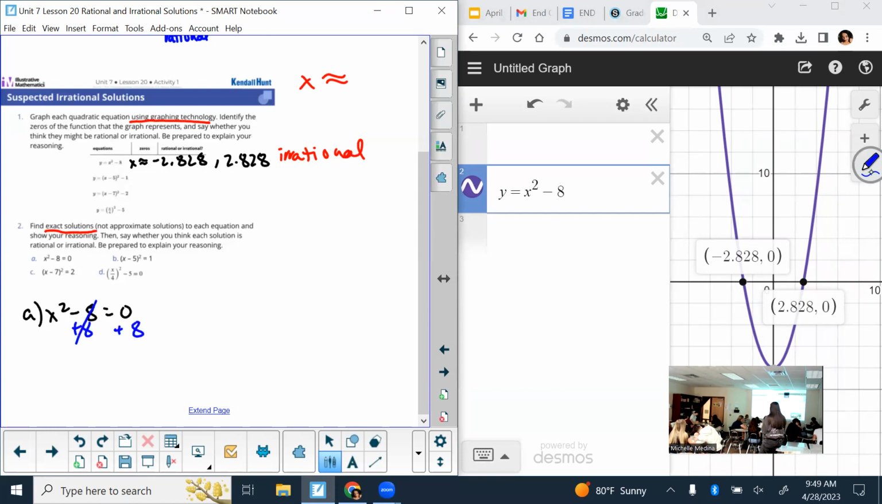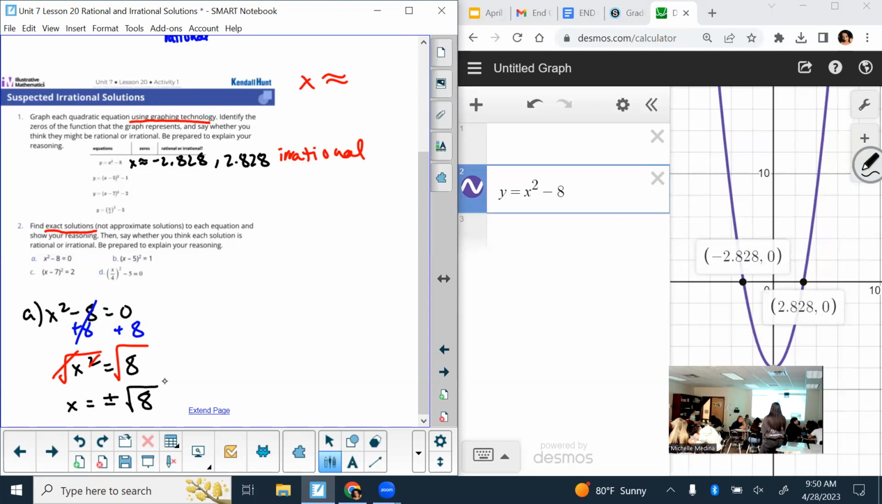Okay, x squared equals what? 8. Okay, good. And then the opposite of squaring is square rooting, and anytime you square root, there is a plus or minus answer. But 8 is not a perfect square.